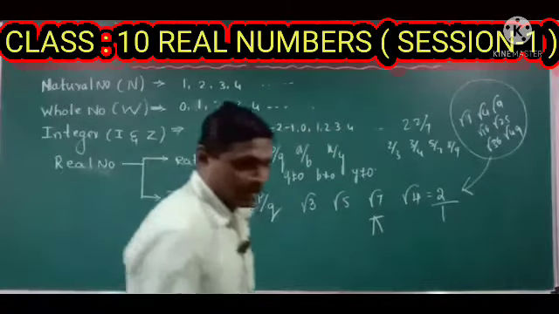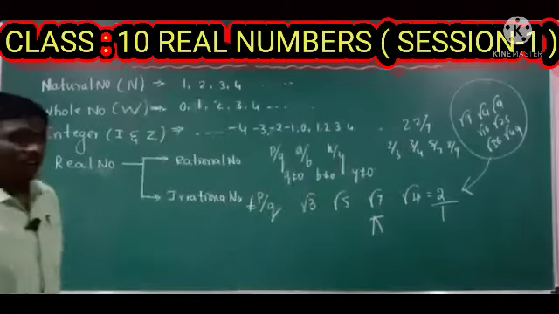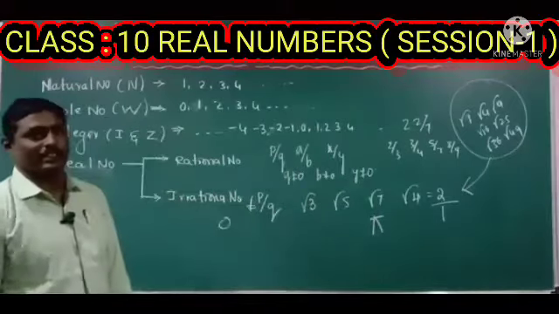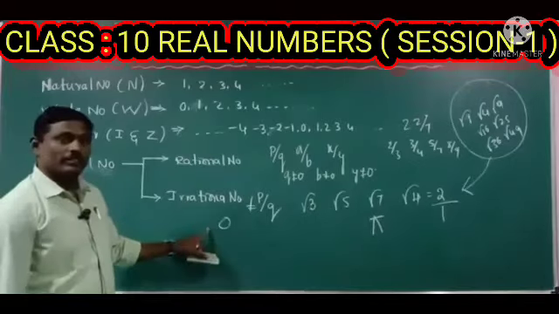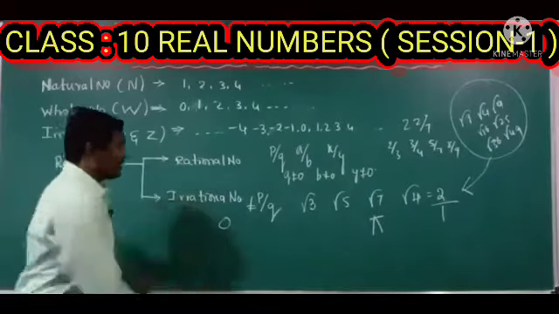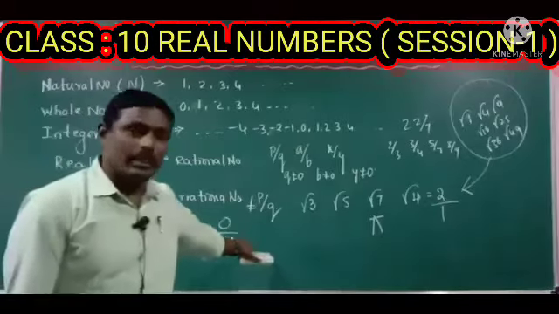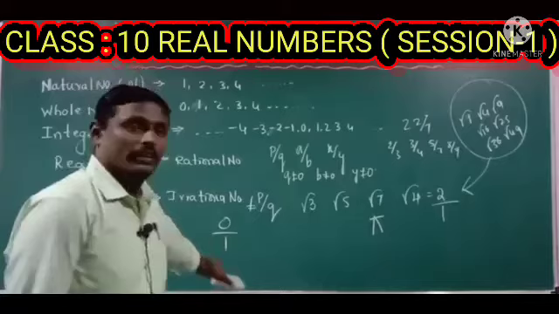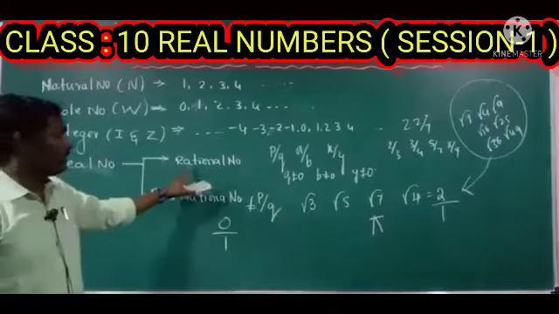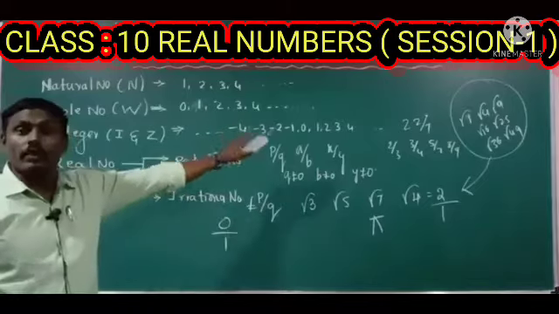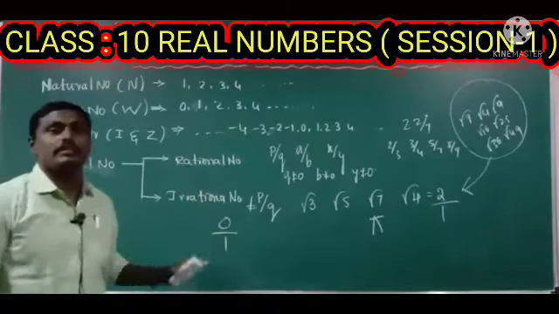Okay, next one, 0. Is 0 a rational number or an irrational number? 0 is a rational number. 0 is a rational number. We can write it like this: 0 by 1. 0 by 1, it is a rational number. We can represent the number in the form of p by q. So 0 is a rational number.